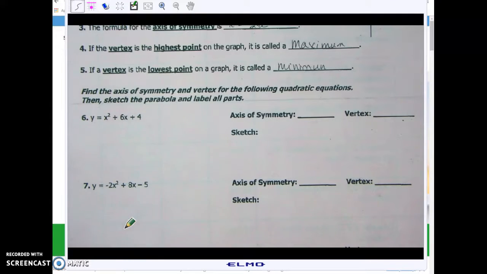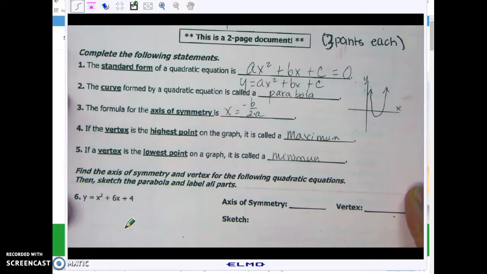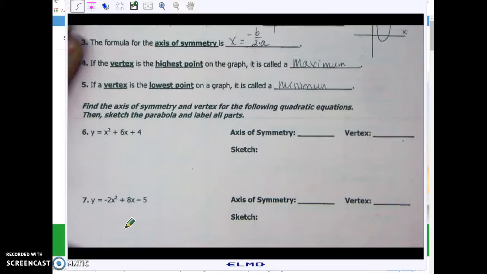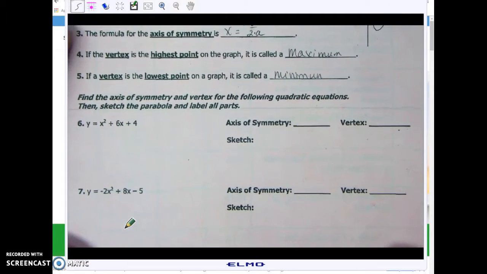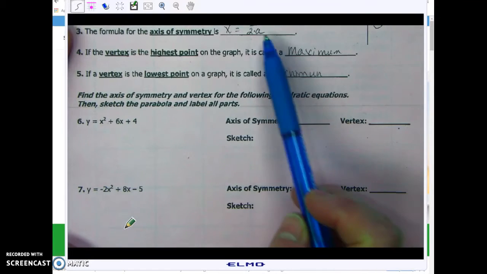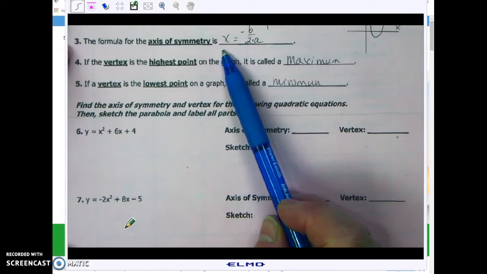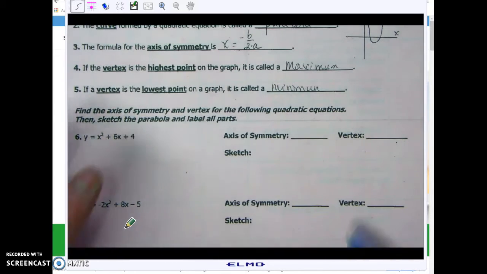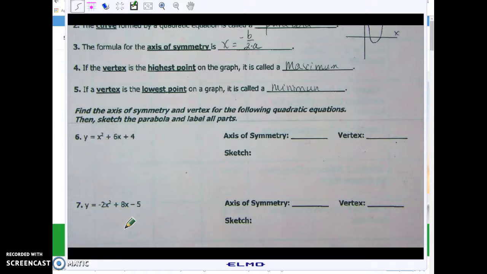Okay. All right, so now we're going to see how all of the information we just got from up here is applied to our equations and what it would look like graphed. Okay, so we have our formula for the axis of symmetry: x equals negative b over 2a. In this portion of the packet, for each equation, we're finding the axis of symmetry and the vertex. And then we're going to sketch it.